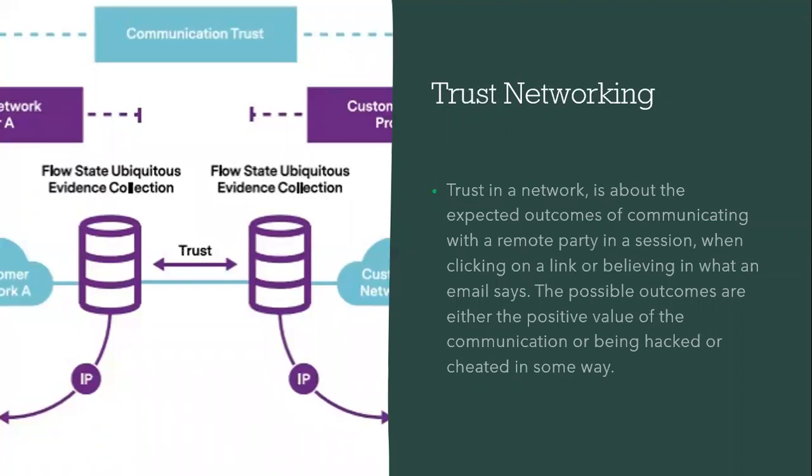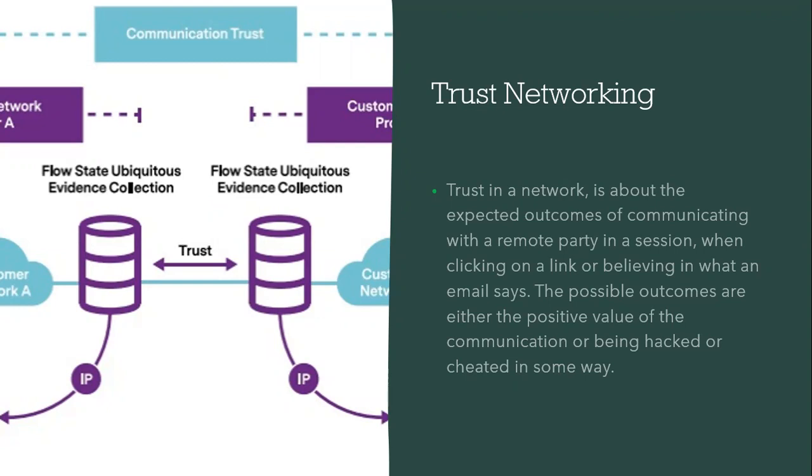So trust in a network is about the expected outcomes of communicating with a remote party in a session, when clicking on a link or believing in what an email says. For example, if we click on a link, and the link is related to some type of product or service, or to a website, let's say an e-commerce website.